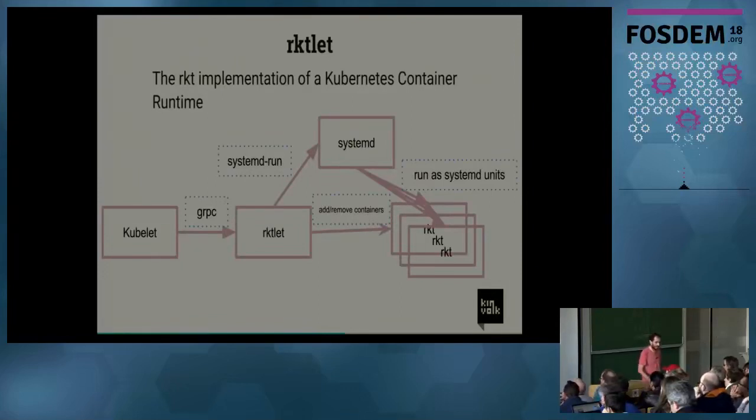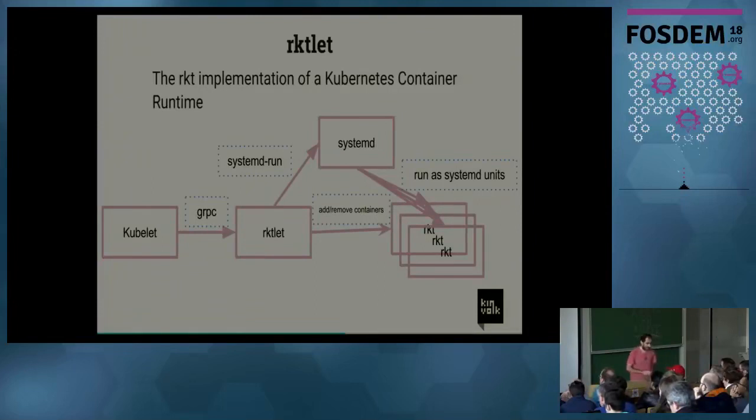So how does Rocket work? As I said before, the kubelet is there. It sends a gRPC request to the Rocket daemon, and then the Rocket daemon will start a systemd unit per pod, and then it will add and remove containers if the operations require that, communicating with the Rockets running as systemd units. So it's pretty simple, and you take advantage of systemd's supervision capabilities.